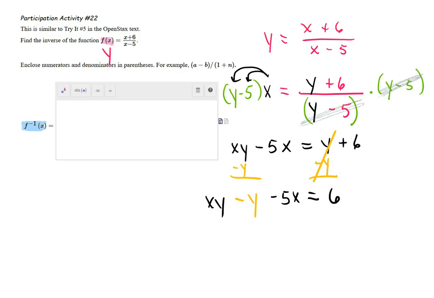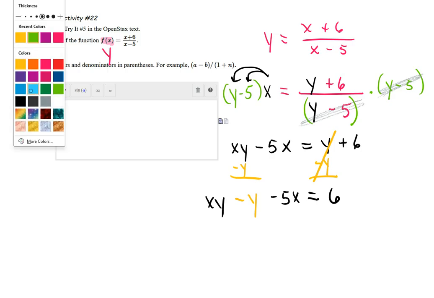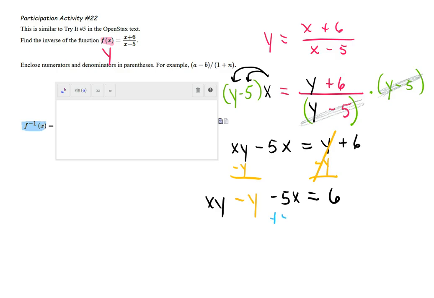But now I don't want that minus 5x. I need the two terms that have y's in them together. But that minus 5x doesn't have a y with it, so I need to get it out of there. So I'm going to add 5x to both sides. That'll cancel that. So what I'm left with on the left side of the equal sign is xy minus y equals 6 plus 5x, or you could write it 5x plus 6. It really doesn't matter.